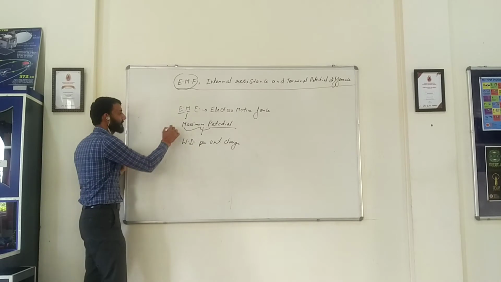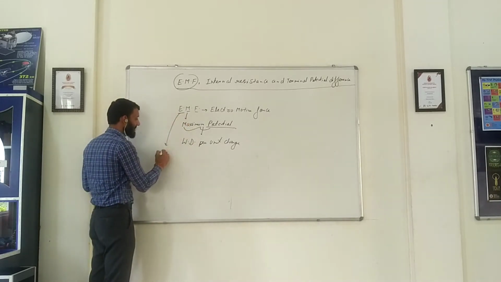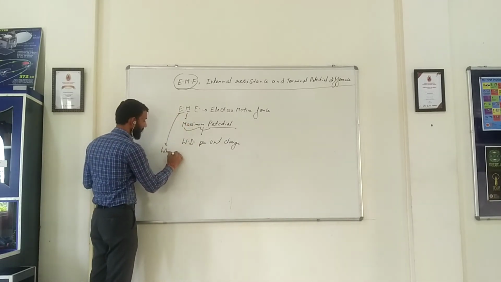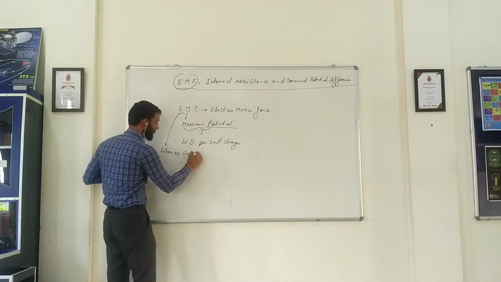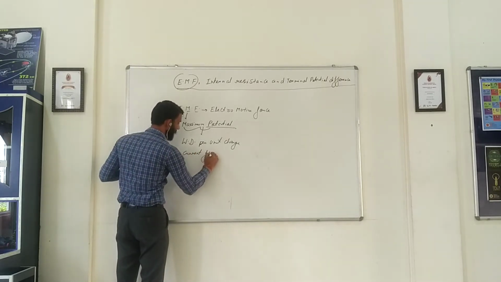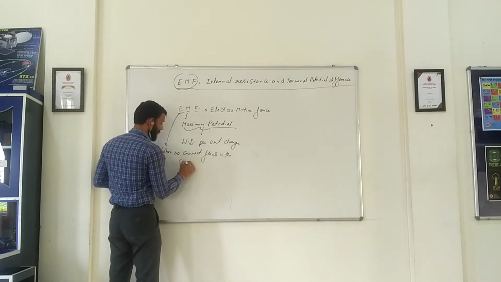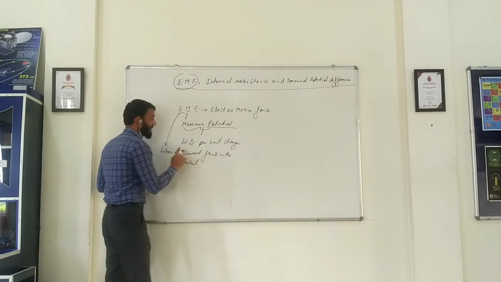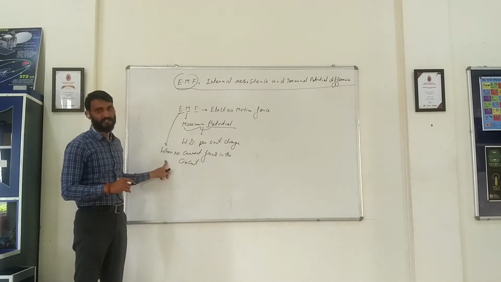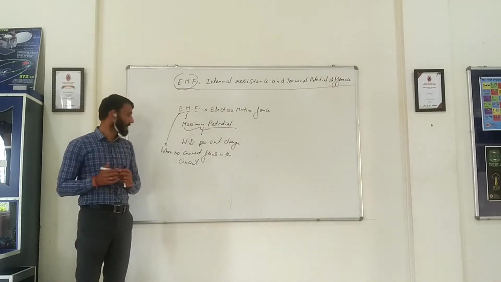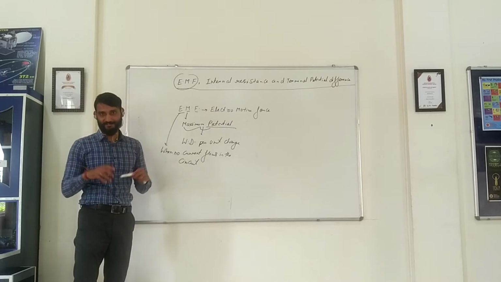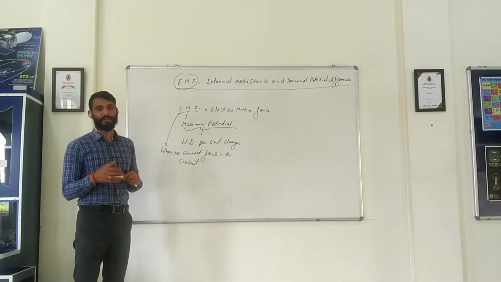And I call it maximum potential because we say EMF when no current flows in the circuit. EMF is the maximum potential because when no current flows in the circuit, or no current is taken from the cell itself, then we call it EMF.